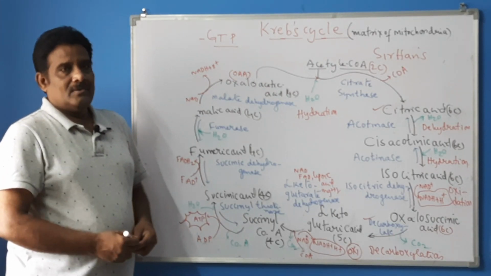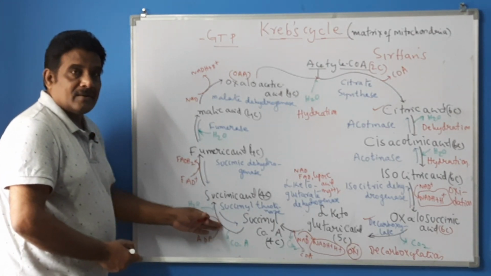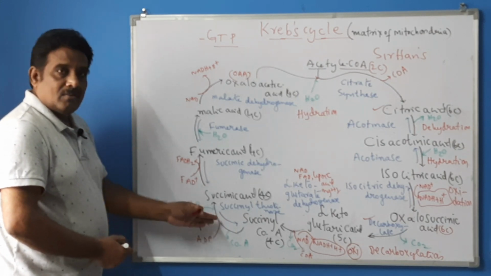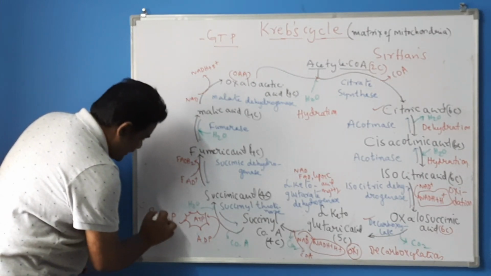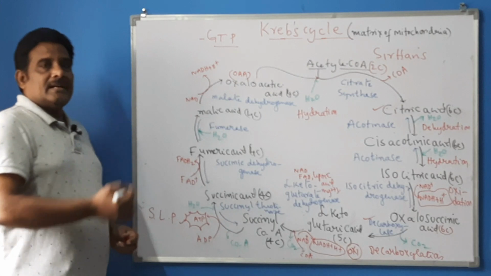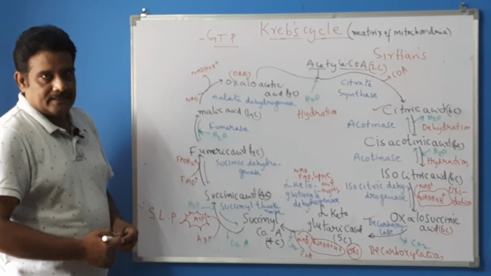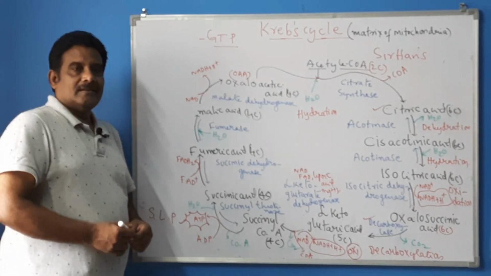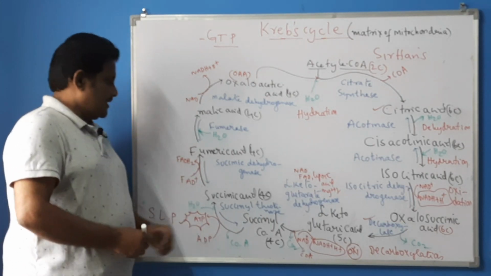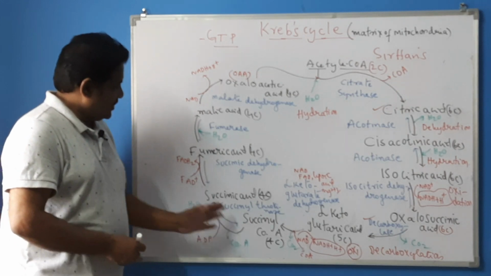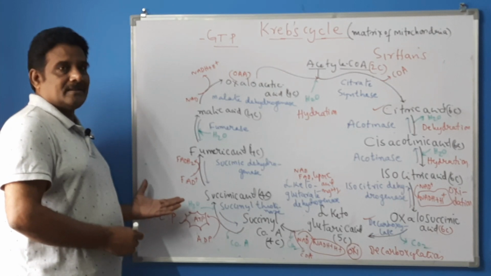But here, one important point you have to understand: energy is getting released directly from metabolites. So it is substrate level phosphorylation. Already I told you, what is substrate level phosphorylation? If ATP energy is generated directly from metabolites, then it is called substrate level phosphorylation. You will be asked where exactly substrate level phosphorylation occurs, so you have to remember this step, the conversion of succinyl coenzyme A to succinic acid. Here generation of energy takes place directly.